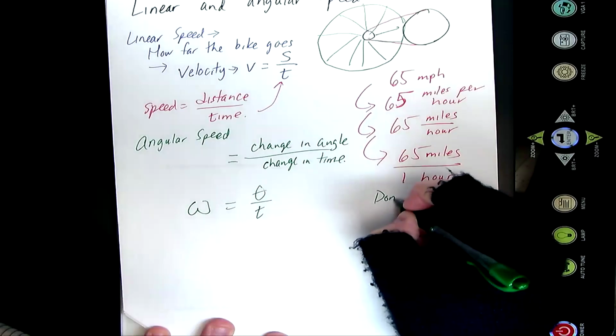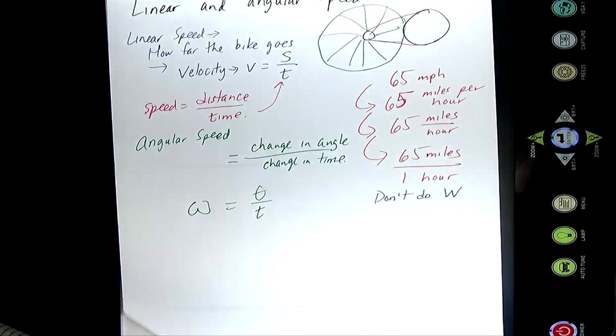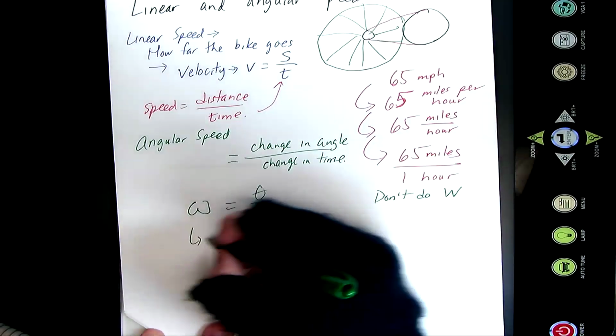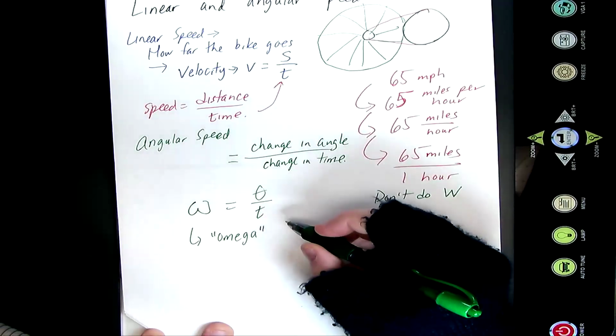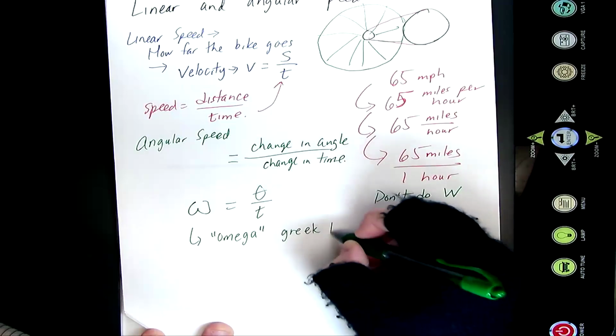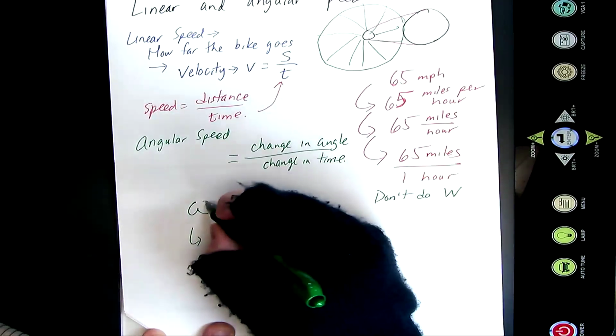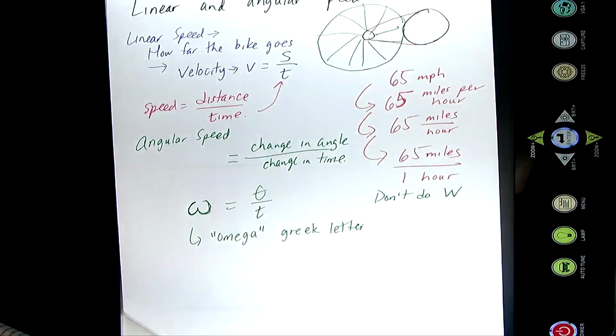Don't do a W like that. It's got a curl to it. This is the Greek letter omega. Well, lowercase omega. It's a Greek letter. I think it's lowercase. It almost looks like a butt. Like an artistic butt.